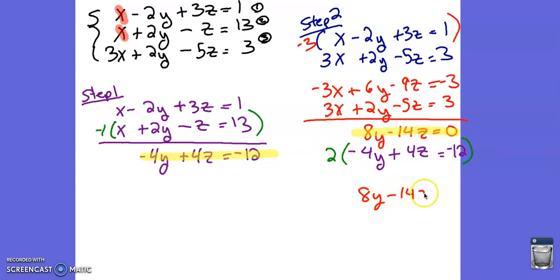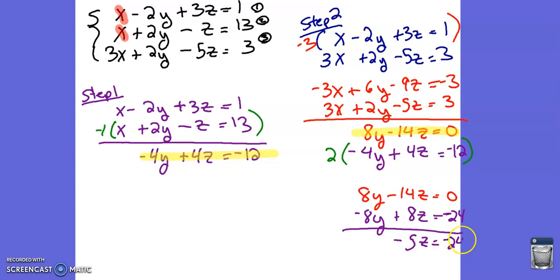So here's the red. And then the purple, I multiplied by -2, so that becomes -8y plus 8z equals -24. And now if I add these, notice the y's will eliminate, and I'm going to end up with -5z equals -24, or z equals 24/5.